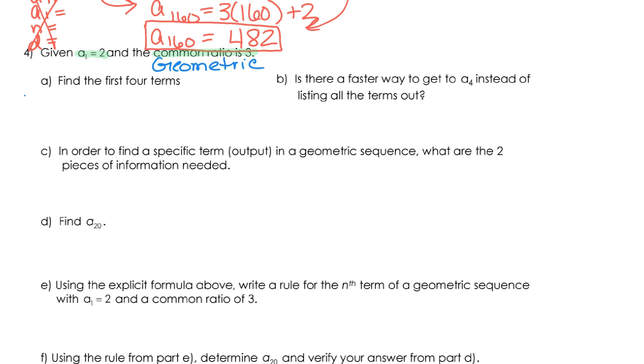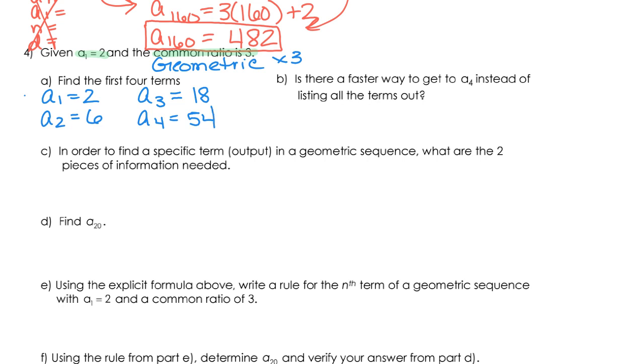So we have to make sure that we are looking at the geometric formula if we have to use it here. So they said find the first 4 terms. First one's done for us. Remember that we are multiplying by 3 here. So if we take 2 and we multiply it by 3, we would get 6 for our second term. Our third term, if we multiply 6 by 3, we would get 18. And if we take 18 and we multiply it by 3, we get 54.